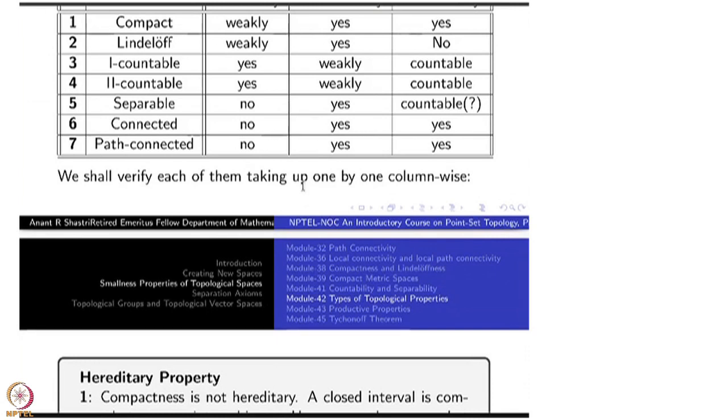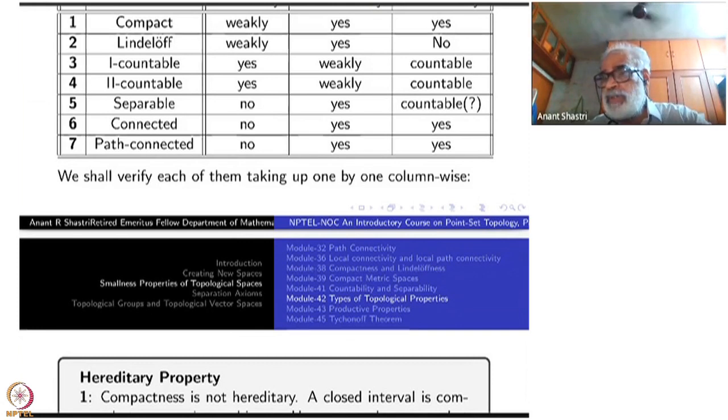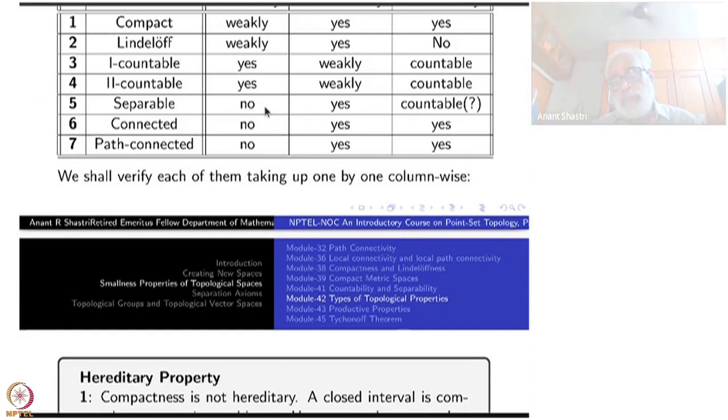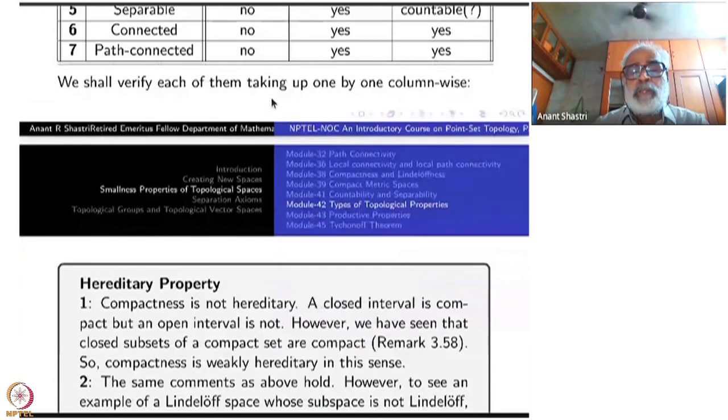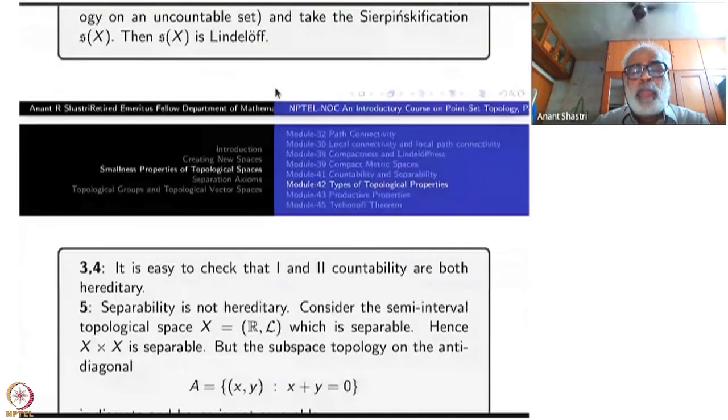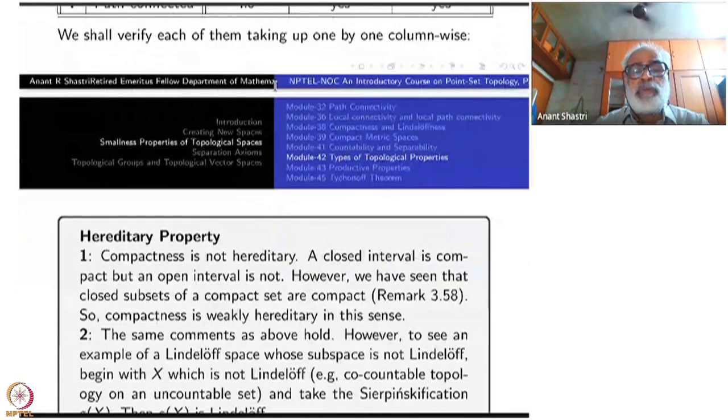Remember, separability is what? There is a countable dense set. When you go to a subspace, this dense set may go away. That may not be in the subspace, right? But that doesn't mean that there is no other countable subset. So how do you give an example of a space such that a subspace is not separable? So perhaps you may try to do something similar to this Lindelofness. Start with a non-separable thing and then cook up something bigger which is separable. No? That may work, no? So there are ideas. You have to sometimes think about these things, right?